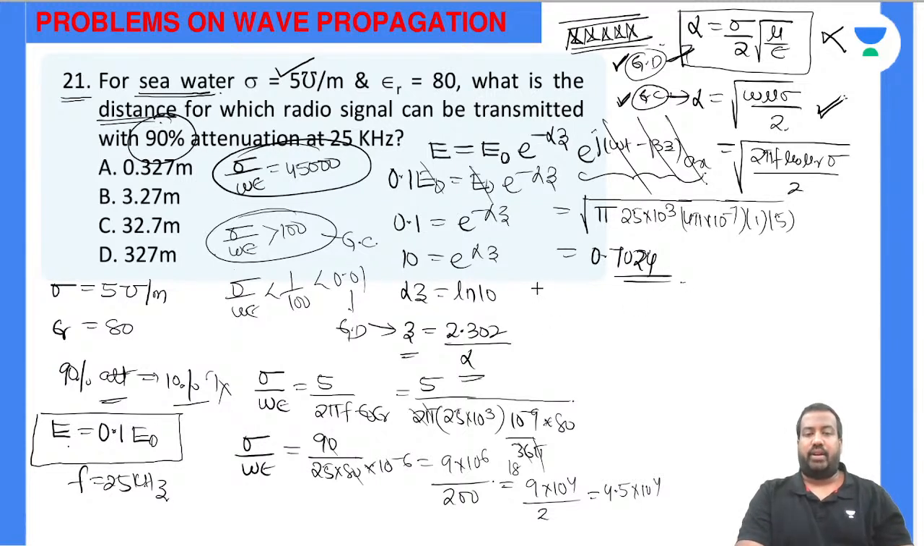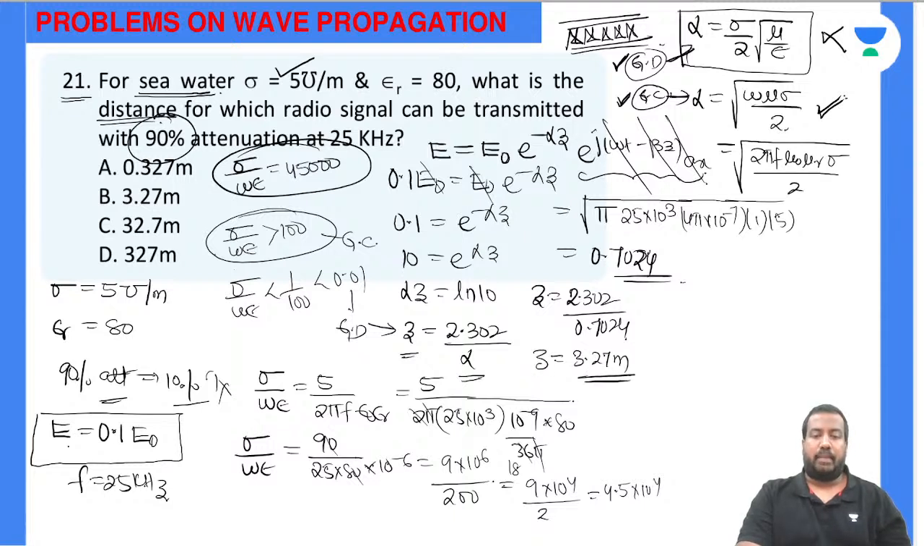Done. Just substitute here, you'll get the value of Z. Z is 2.302 by 0.7024, which is 3.27 meter. Option B is the answer.